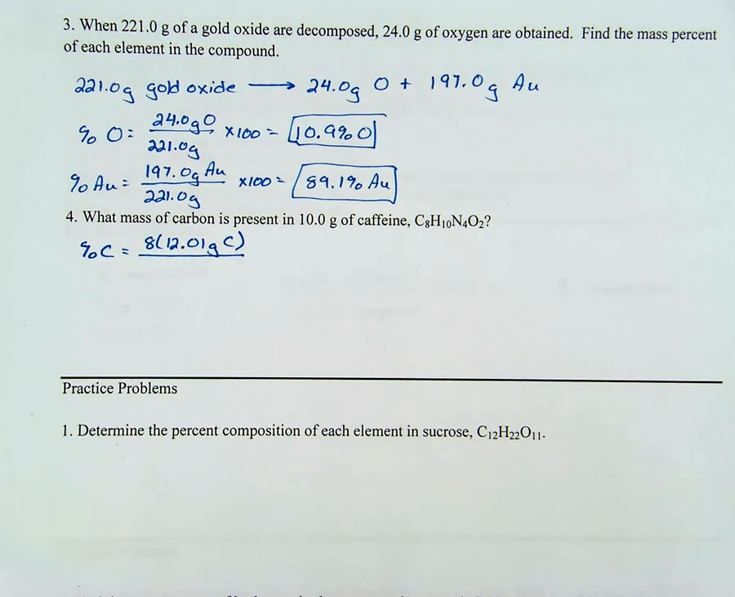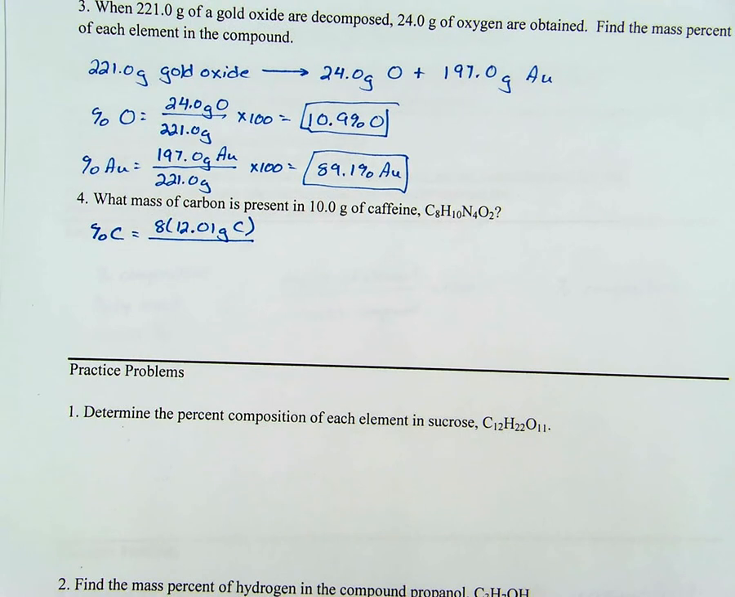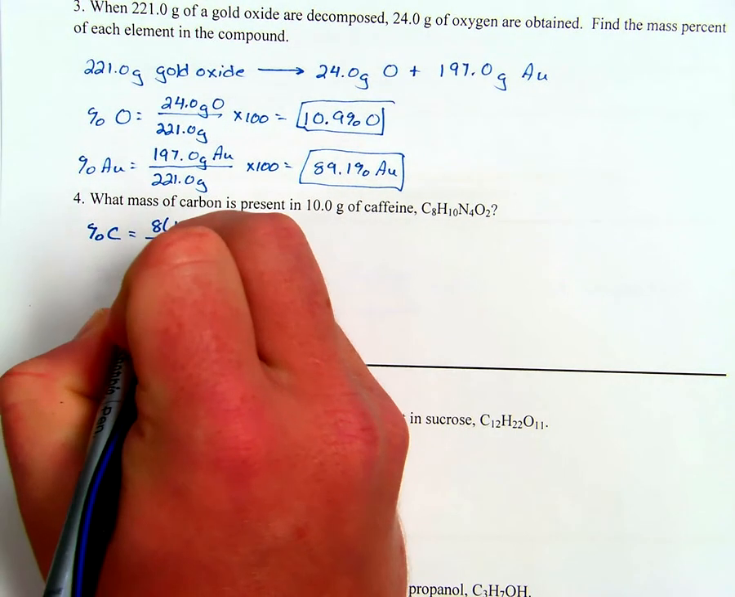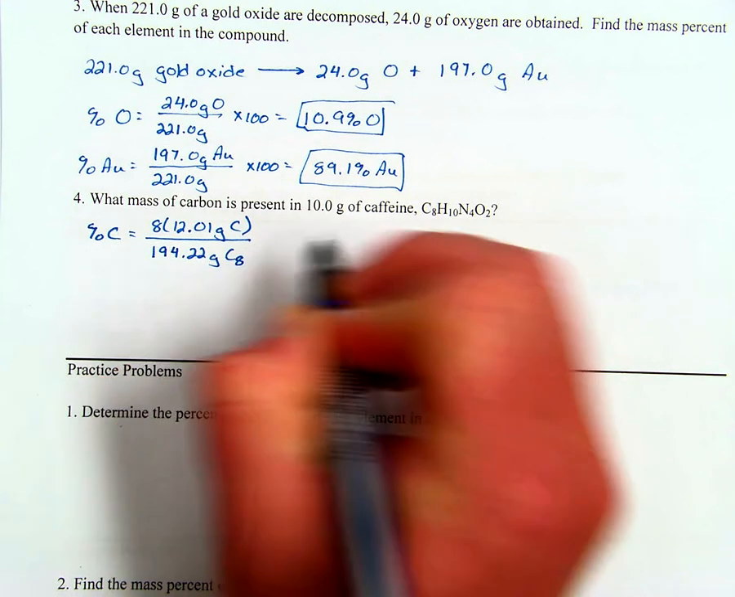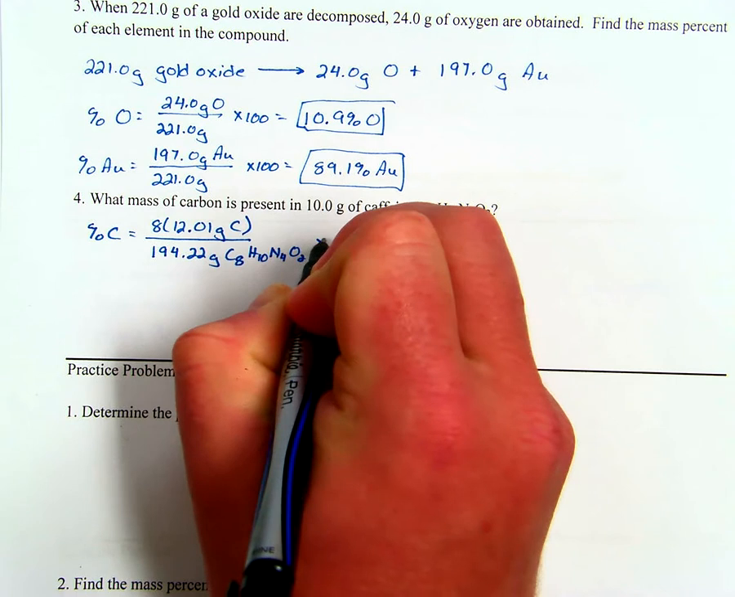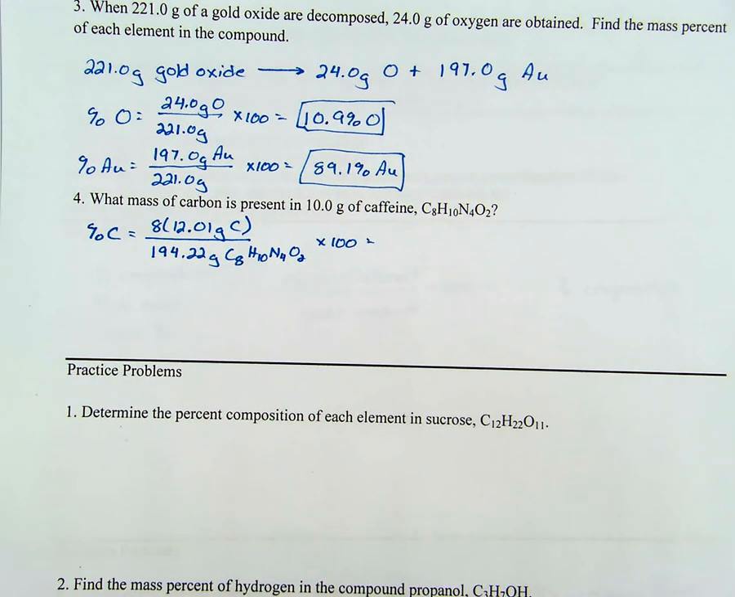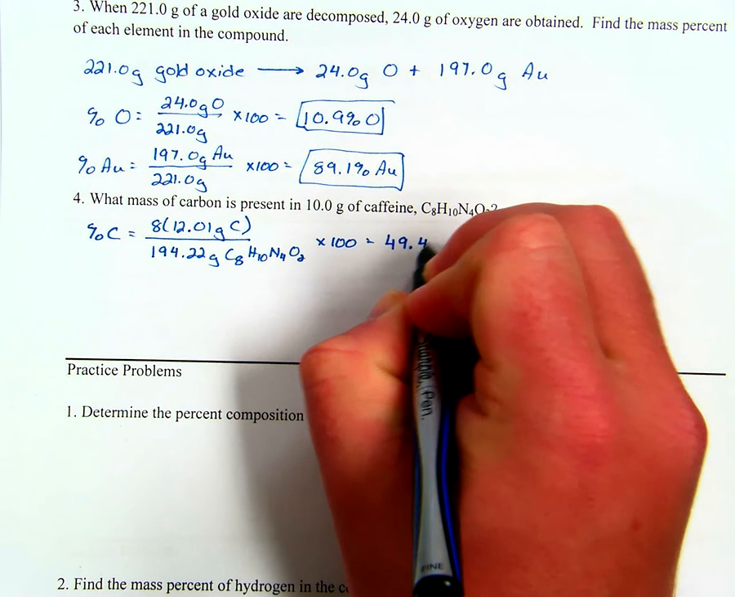So 8 moles of carbon plus 10 moles of hydrogen plus 4 moles of nitrogen plus 2 moles of oxygen. I get 194.22 grams of the compound C8H10N4O2, and I multiply it all by 100. So 8 times 12.01 divided by the molar mass times 100, and I get 49.47% carbon.